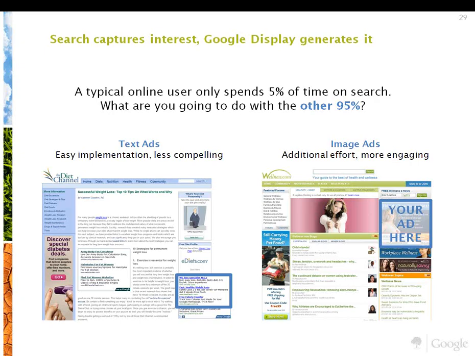So many people are wondering what advertising vehicles are available on the Google Display Network, and there are a couple of different things that you can use and take advantage of when advertising there. One would be text ads, which are very easy to implement, although they're less compelling. Text ads are what you normally see when you go on the Google search page, and they're also available for your use on the Google Display Network. And next we have image ads, which take some additional effort, but are typically what we find to be more engaging and more powerful in building a brand.